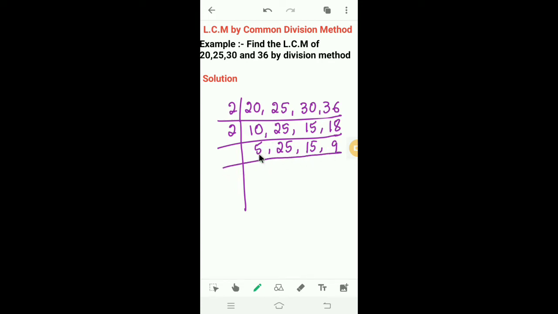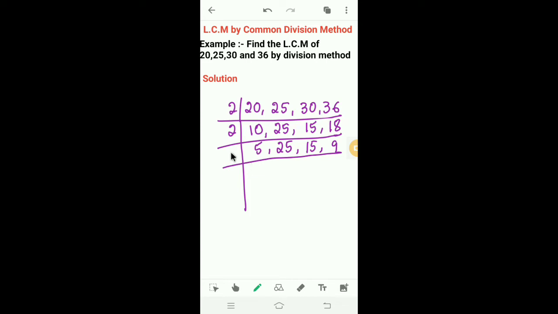Next, 5 is not divisible by 2. 25 is also not divisible by 2. 15 also not divisible by 2. 9 also not divisible by 2. So we have to take the next prime number. Next prime number is 3.